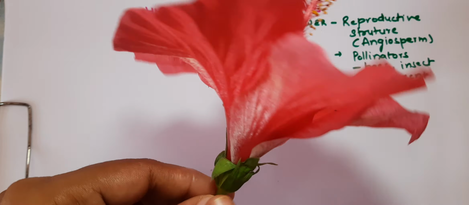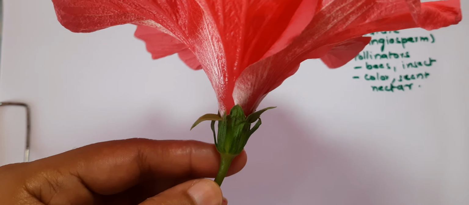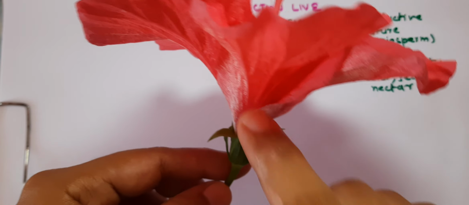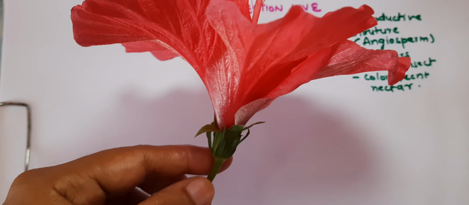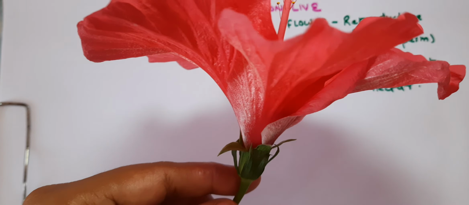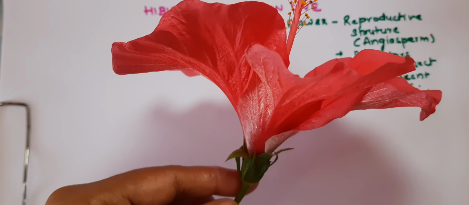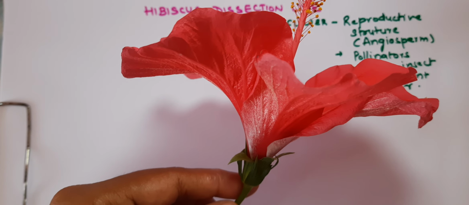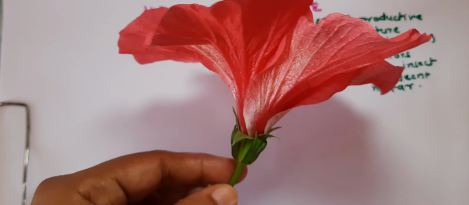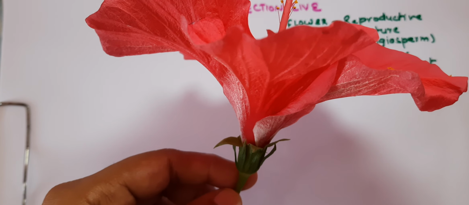So these are the sepals. Students, this green one is the sepal. These are green leaf-like structures beneath the petals. These red ones are the petals and this green one is the sepal, and it protects the flower bud before it blooms. It remains intact, you can see it is still intact there, even after the petals fall off.